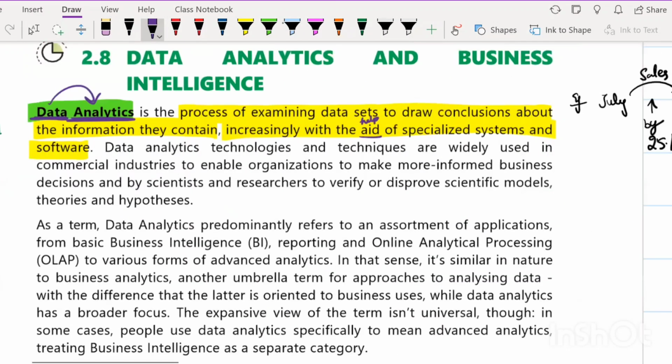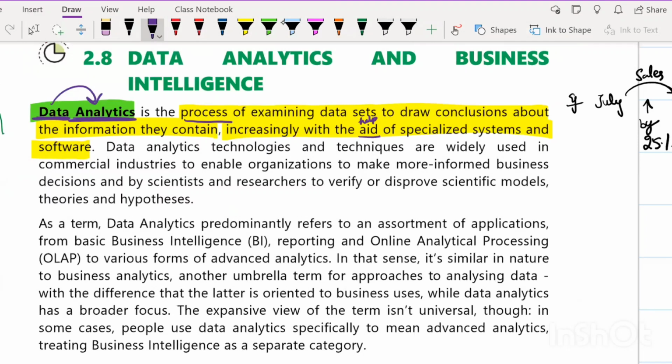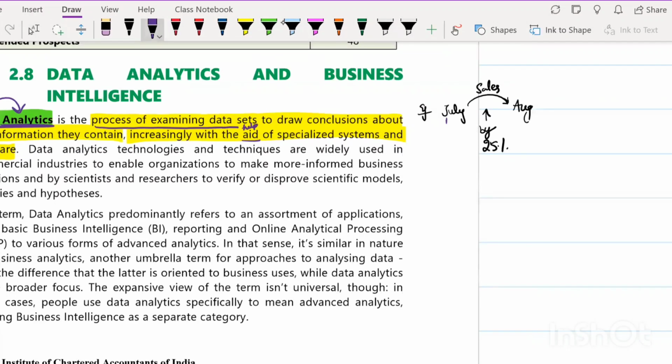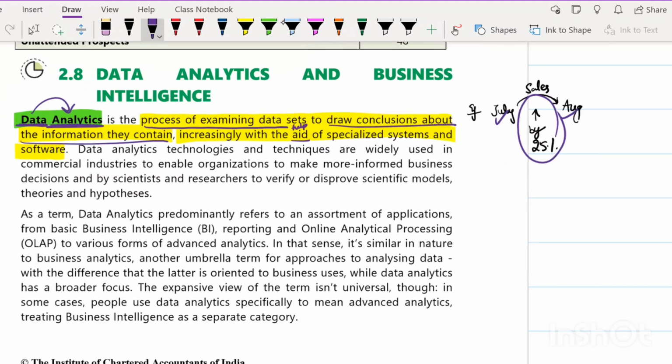So what is data analytics? It is the process of examining data sets. Suppose you have data that from July to August, in that 1 month shift, your sales have gone up by 25%. So this is the data that you have. You're going to process this data and draw conclusions about the information that it contains. The conclusions you may draw are that maybe because of the marketing the sales might have increased, or because it is a seasonal product.